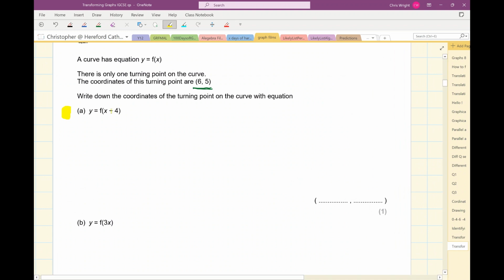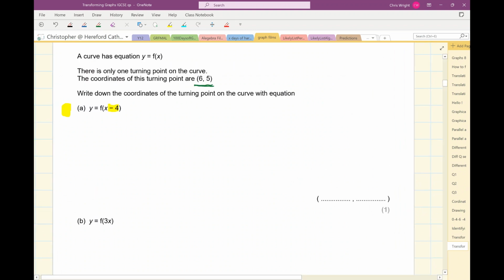Well, the change is inside the bracket. So it's going to be a change to the x-coordinates, and it's going to be a change the wrong way. So I'm going to add 4 to the x-coordinates. So no longer will it be 6, but the x-coordinate will be 10, and the y-coordinate will remain the same.